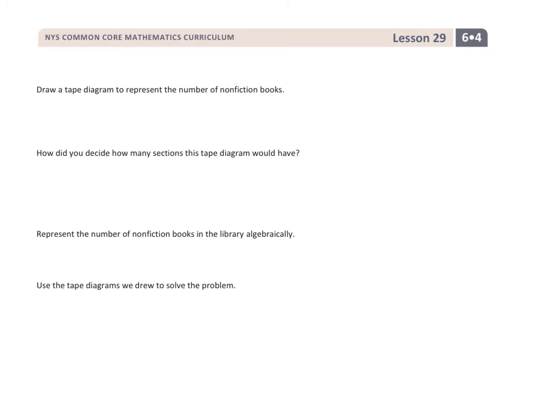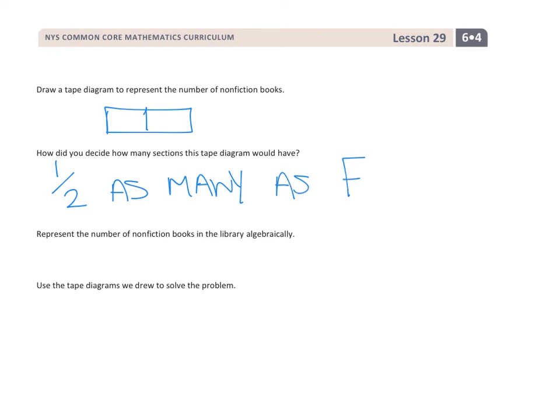Now if I'm going to draw a tape diagram for the nonfiction books, I'm going to do just like I did earlier and give it 2 chunks. And I did that because I know it's half as many as the fiction section. I'm going to say half as many as F. So if we want to represent that algebraically, we could say N for nonfiction equals 1/2 F, or N equals F over 2. Those would both be correct.